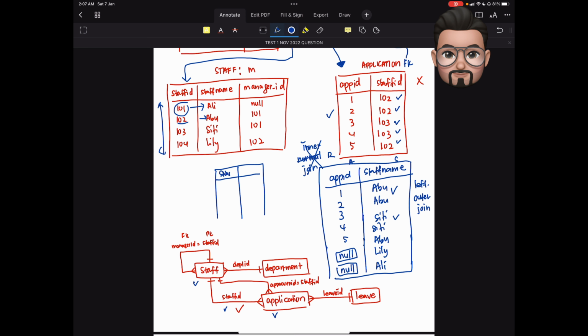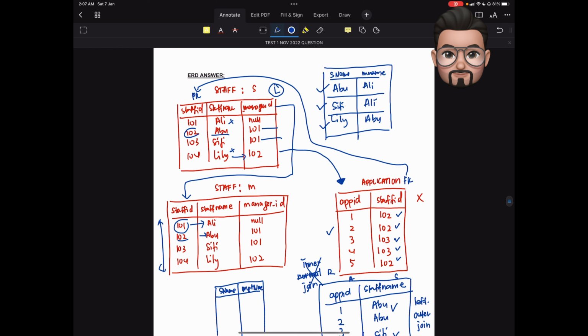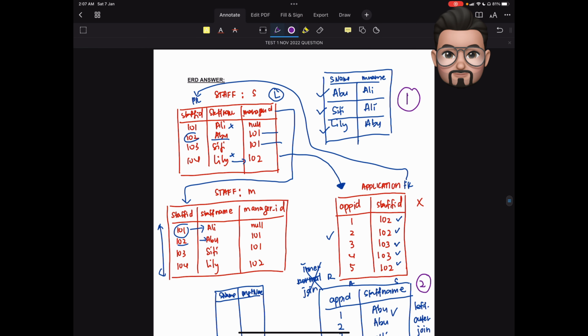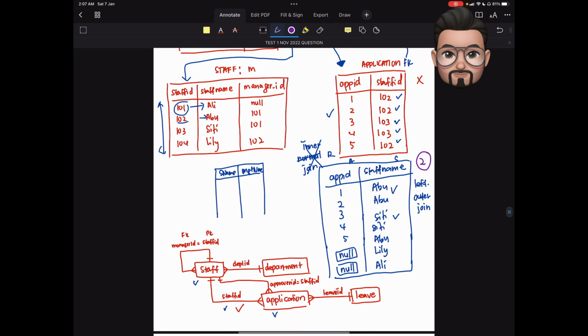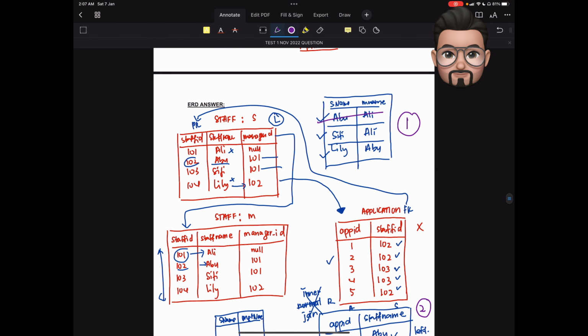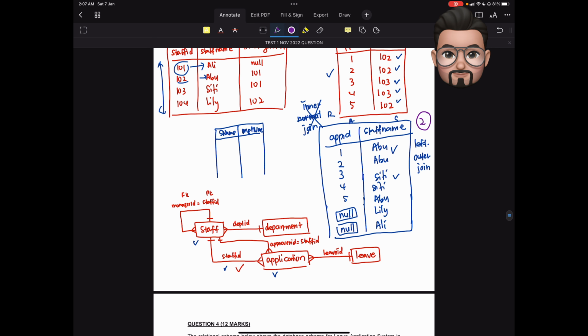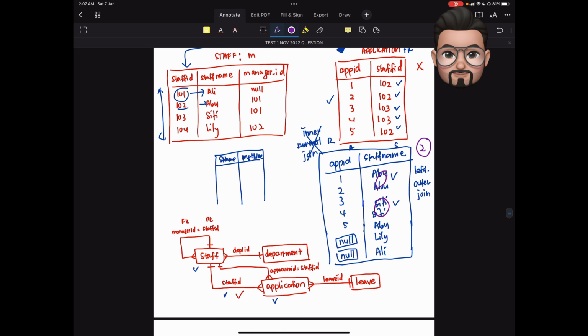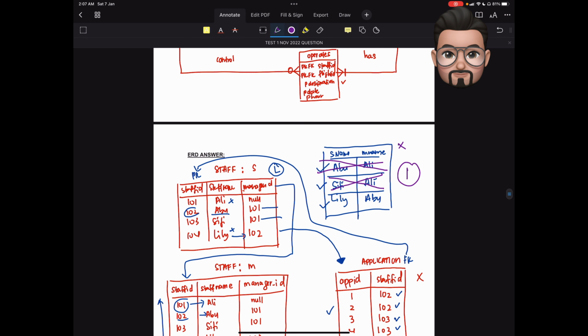This is the staff name and their manager's name between these two data. Staff name Abu: did he make a leave application? Yes. So Abu cannot be in the table result. Siti also made a leave application, so Siti cannot be in the table result either. Then Ali. Why can Ali not be in the table result? Because Ali has no manager in the first place.